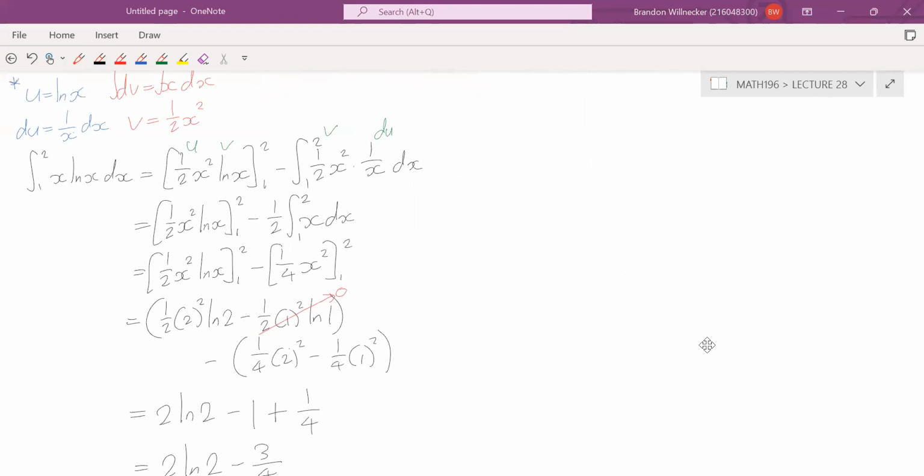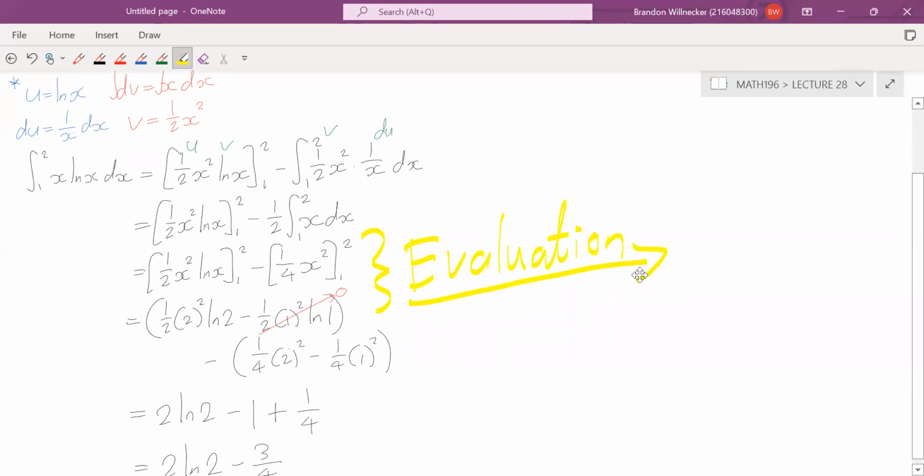So again, it's very similar to what we did before. All your steps are exactly the same. It's just at this final step here, you need to evaluate at the upper bound and the lower bound. Okay, so remember to do your evaluation. Everything else is the same as we did last time. Any questions so far?